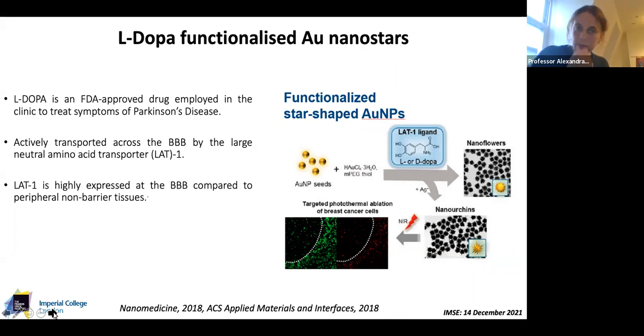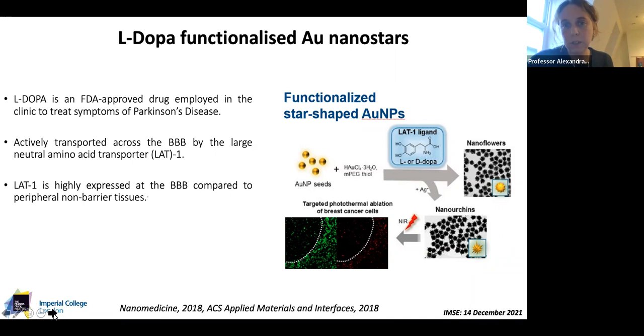How does it cross? Well, it's thought that it is transported by this large amino acid, LAT1 transporter, and that this is highly expressed at the blood-brain barrier compared to non-peripheral barrier tissue. So this was our hypothesis, that if we coat the particles, in this case we were using gold, with the L-Dopa, we were able to improve crossing.